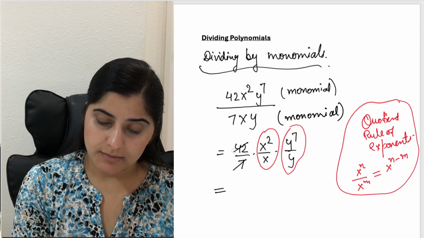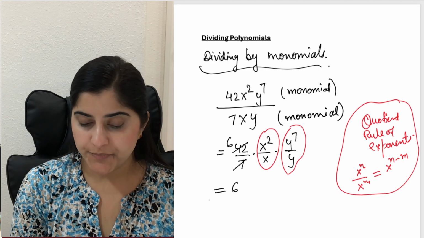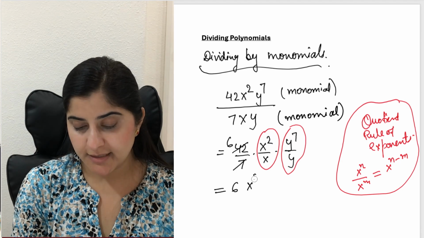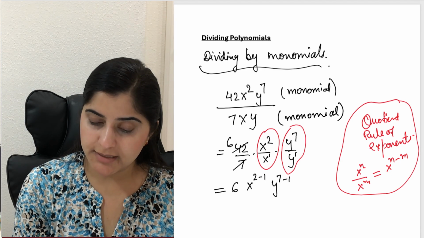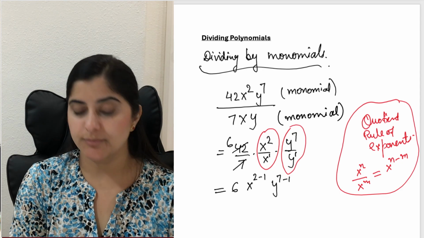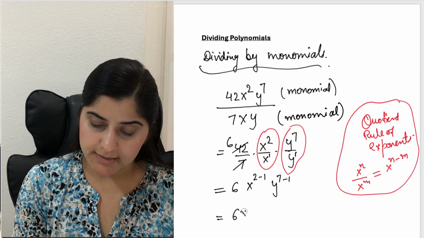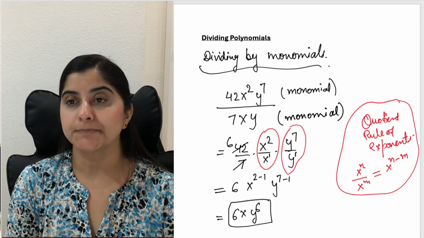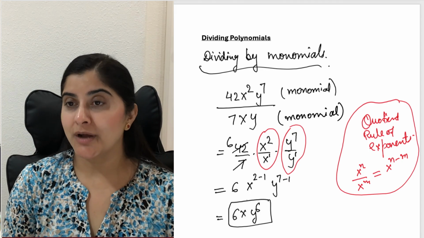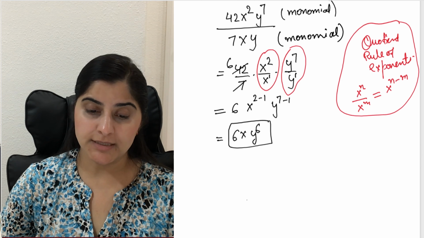So 7 times 6 is 42. And here we will subtract the exponents. Now, if there is nothing written, that means it is understood that the exponent is 1. We get 6x, y has power 6. So this is our solution. So this is how we divide monomials by monomials.